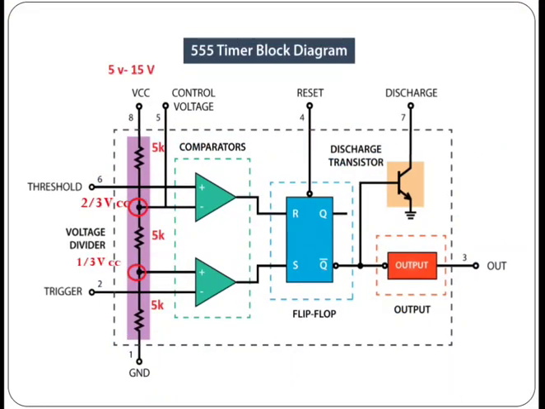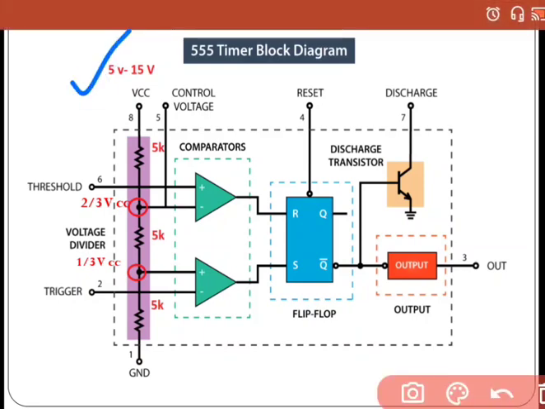If we are putting a voltage of say 5 to 15 volts at the VCC point, and it is grounded here, what will be the voltage at this point? The voltage at this node will be 2/3 of VCC, and the voltage at this point will be 1/3 of VCC.